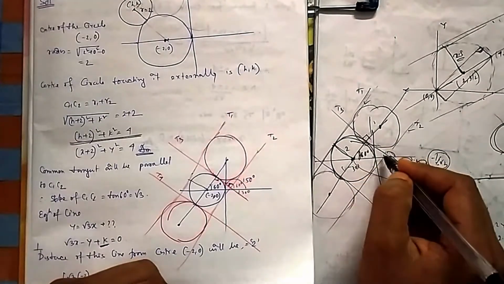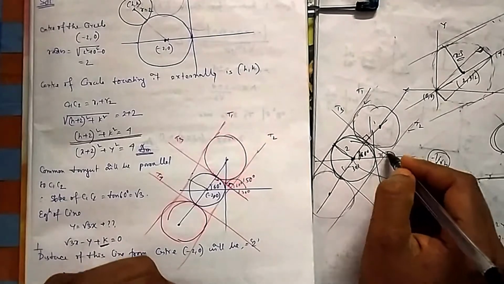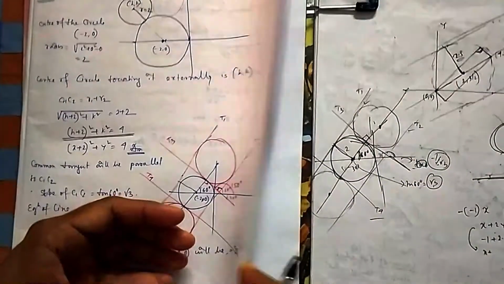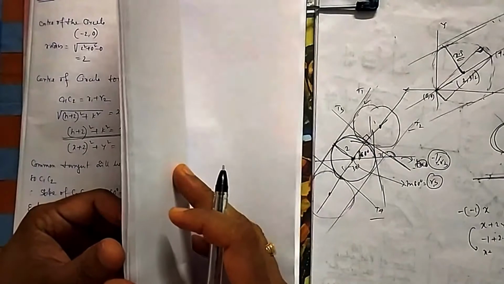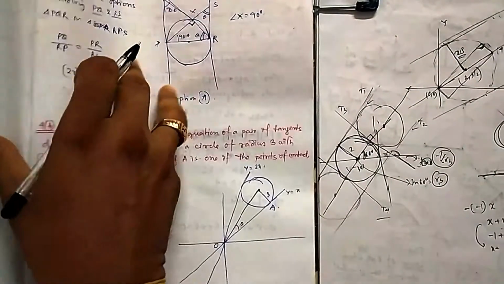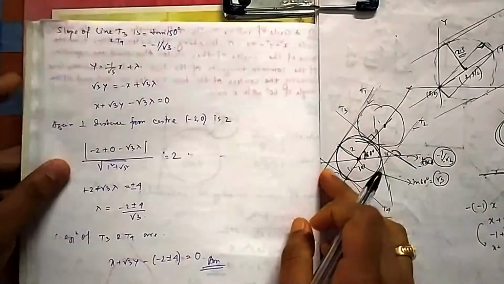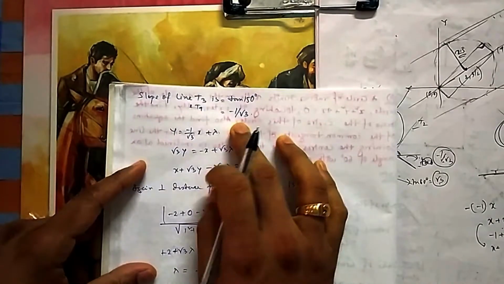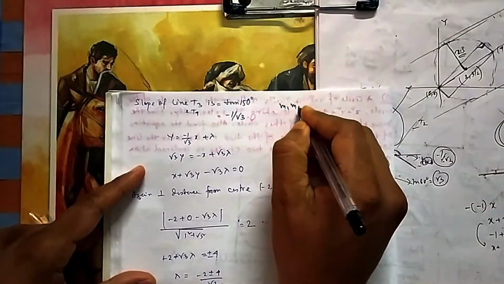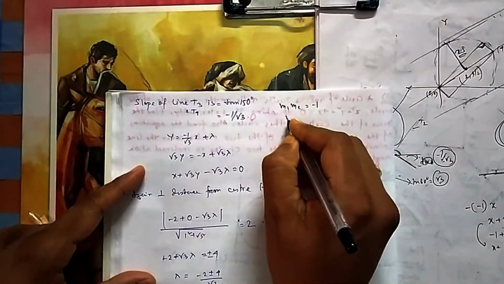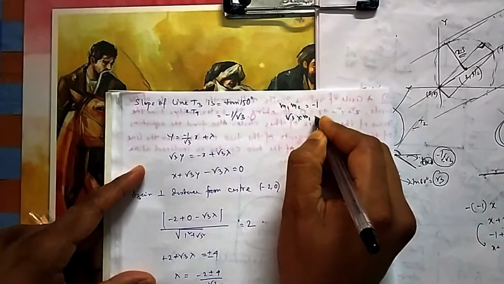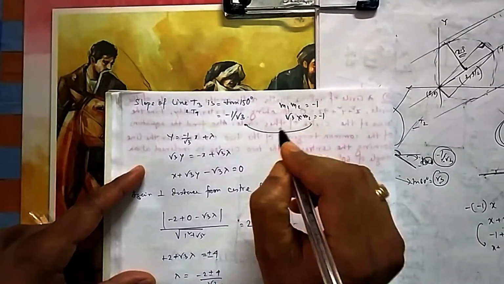If this is 60, this is 90, then you can calculate 30. So this angle is 150. Or you can directly say, so here I have done with the angle. Or you can say, because it is 90 also, so it is minus 1 by root 3, because M1 M2 should be equal to minus 1. M1 you have calculated root 3. So your M2 should be equal to minus 1 by root 3. You can use this one also.